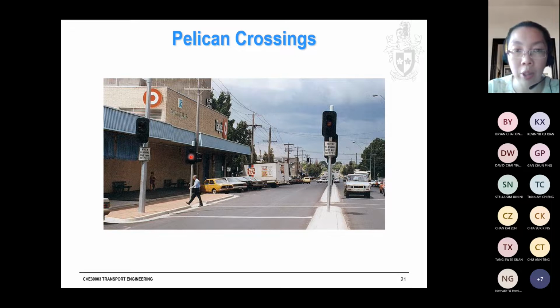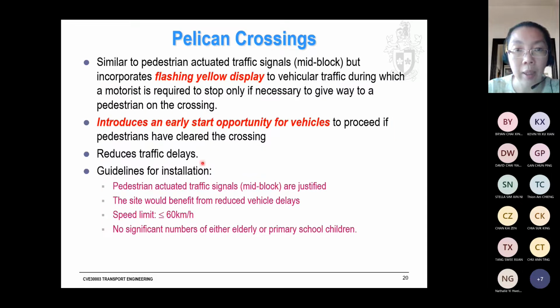So when we introduce a flashing yellow, it introduces an early start opportunity for the vehicles. Meaning to say, if they see no pedestrians, they can proceed if the pedestrians have cleared the crossing. Okay, so it gives a bit of authority to the drivers to actually judge if pedestrians have finished crossing, then they can start their vehicles without having to wait until green time. So this in turn reduces the traffic delays, right?